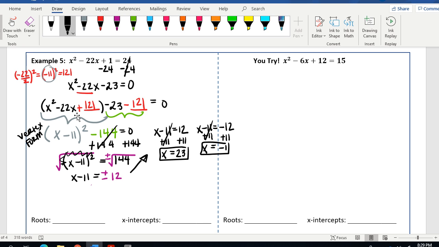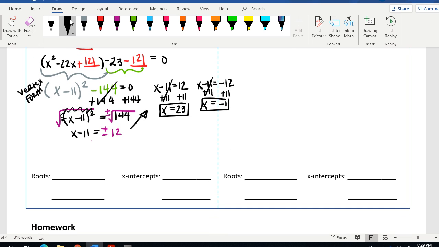All right, so there are my roots. Again, solutions, zeros. Okay, and I'm going to write these as coordinate points since it's asking for a specific x-intercept. So 23, 0 and negative 1, 0.